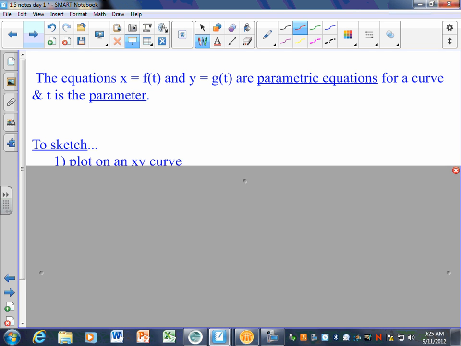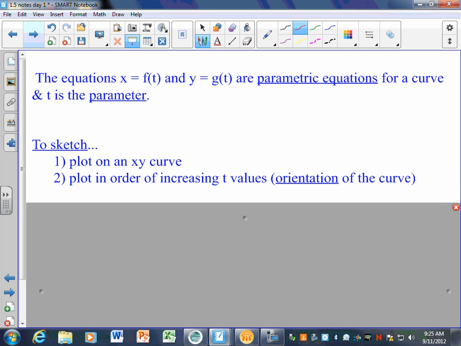And when we're sketching this, these are kind of my directions here. There's only 2 steps here. We're still going to graph on the xy plane. It's still going to just be an x and a y. We're not going to throw in a third axis or anything. But what we are going to do is we're going to graph them in order. So it says plot in order of increasing t values. And what that does is it gives you the direction that the curve is going. And I'm going to show you how you can draw arrows in on your graph to show the direction that the graph is going in.